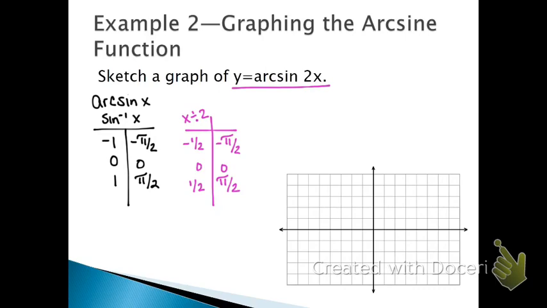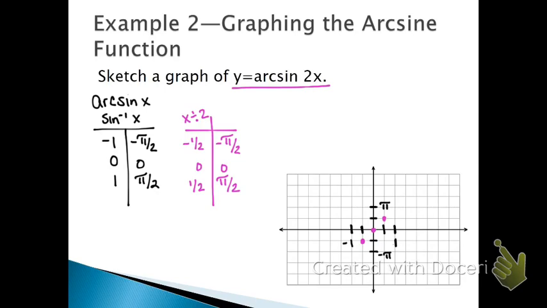Alright, now let's set up our scale for our graph. Alright, so now that our scale is set up, let's plot our points. So we have -1/2 and negative pi over 2, 0, 0, and 1/2 and pi over 2. Now this is a start and stop thing, guys. It doesn't keep going to the left or to the right.